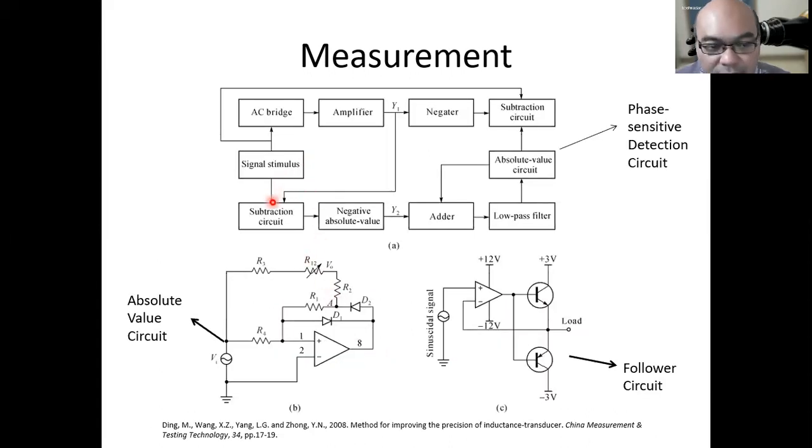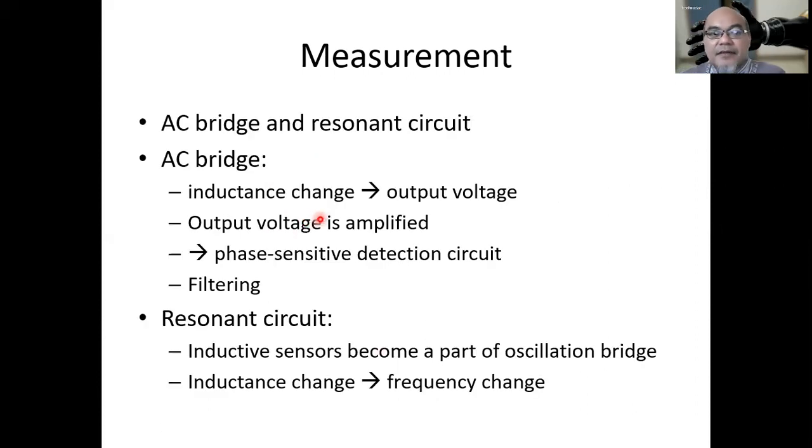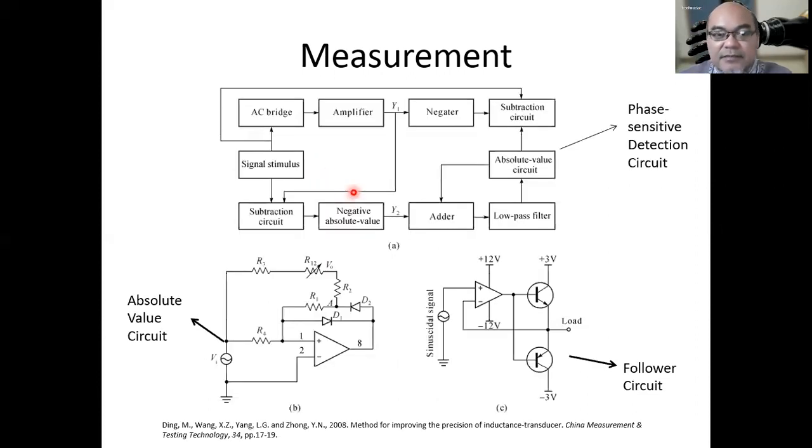So this is how the AC bridge circuit looks. We have the signal stimulus coming here. This is the amplifier, and there is a subtraction circuit. Then we have Y1 and Y2, where Y2 is the negative absolute value, a negator, and another subtraction circuit, a low pass filter here, and an absolute value circuit. Each of these blocks is indicated as a different circuit.